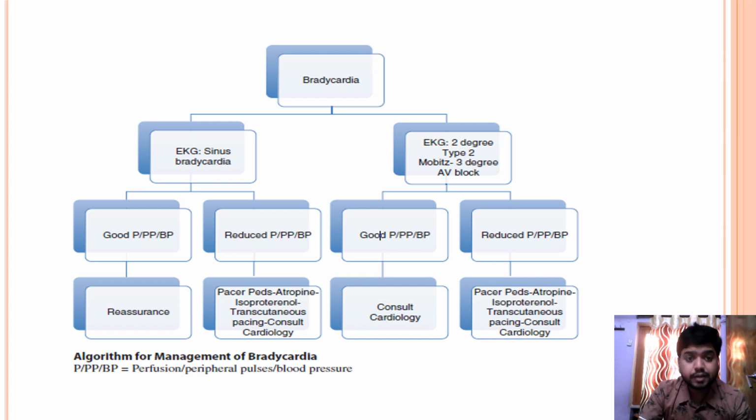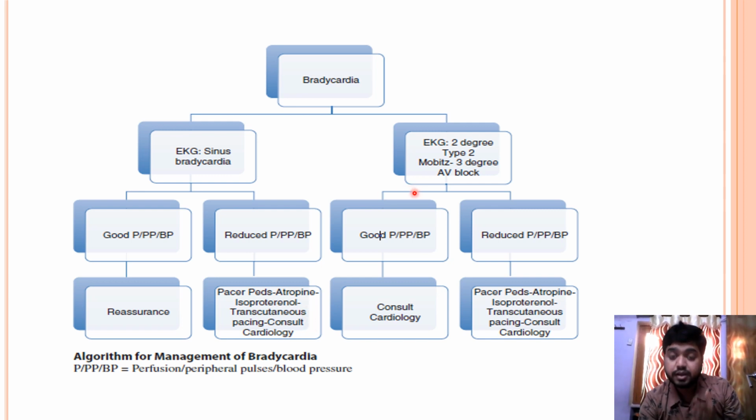Then bradycardia. Bradycardia can be sinus bradycardia or conduction blockages, type 2, type 3 and so on. For pediatric sinus bradycardia, if hemodynamically stable, just reassure; you need not do anything. But if it is affecting hemodynamics, definitely give atropine, isoproterenol or glycopyrrolate. These are pharmacological attempts to eliminate the vagal tone and increase the heart rate. But take a cardiologist consultation. He may need transcutaneous pacing.